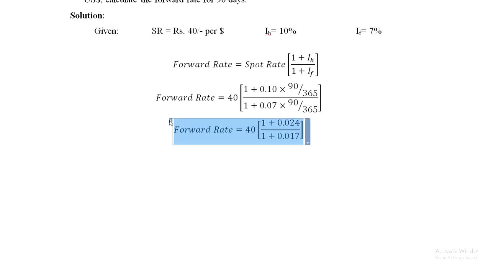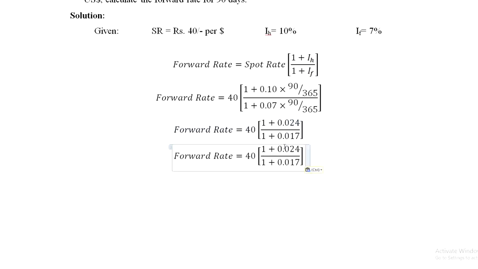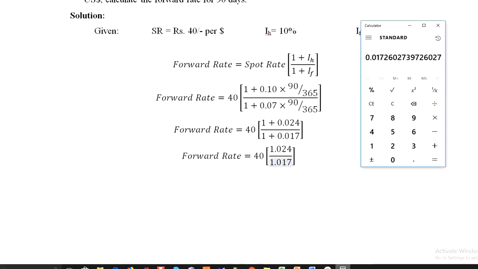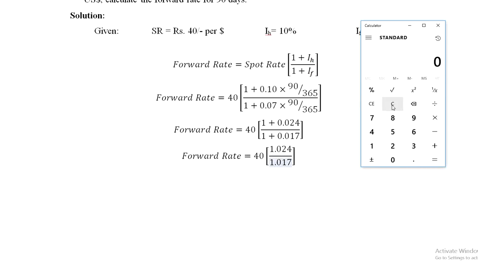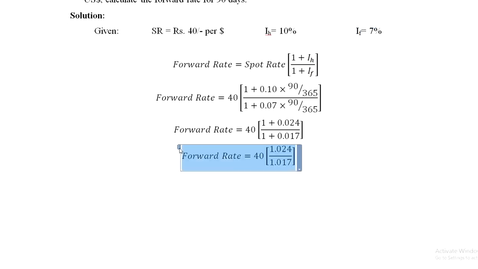Let us come up with the next step. You have to add 1 plus 0.024, that is going to be 1.024. 1 plus 0.017 is going to be 1.017. Next, you have to divide this: 1.024 divided by 1.017 equals 1.0069. The value is 1.0069.